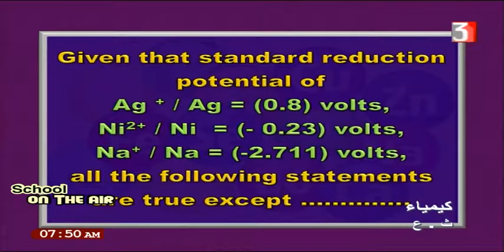Given that the standard reduction potential of Ag+/Ag equals 0.8 volt, Ni2+/Ni equals negative 0.23 volt, and Na+/Na equals negative 2.711 volt, all the following statements are true except one. So we are going to choose the wrong answer.